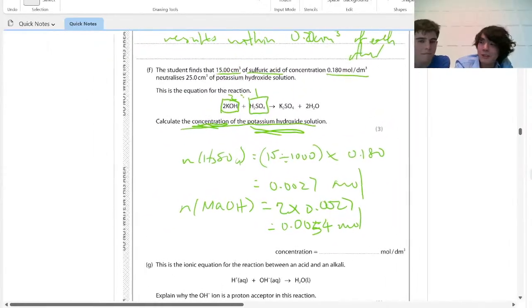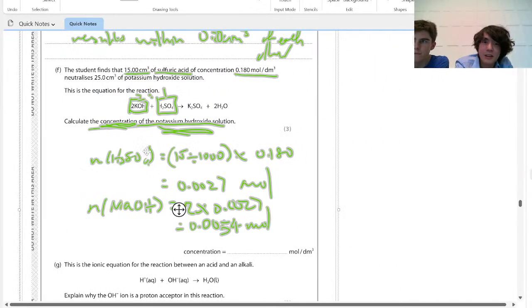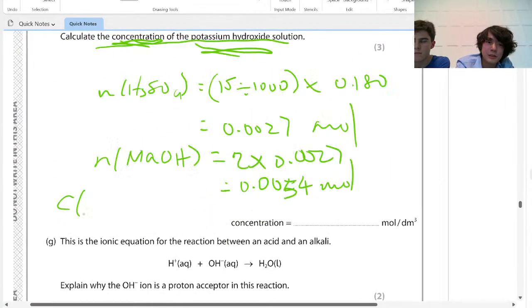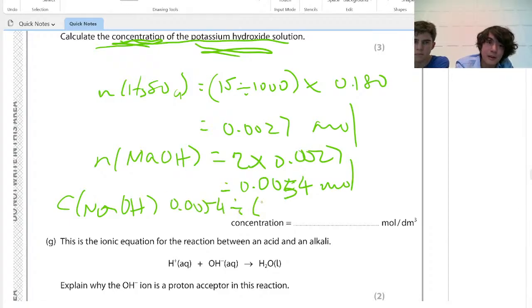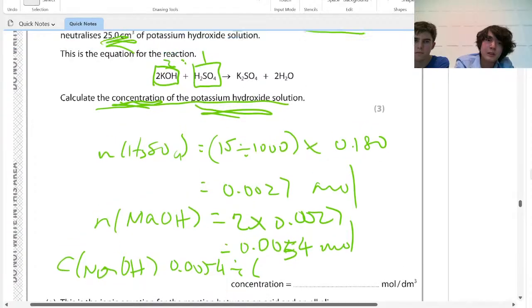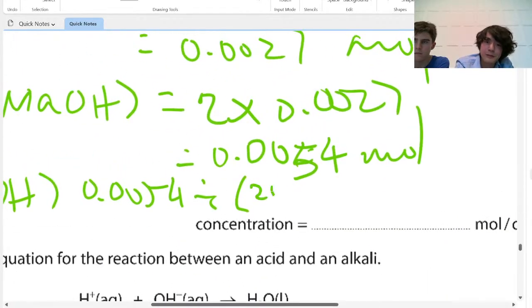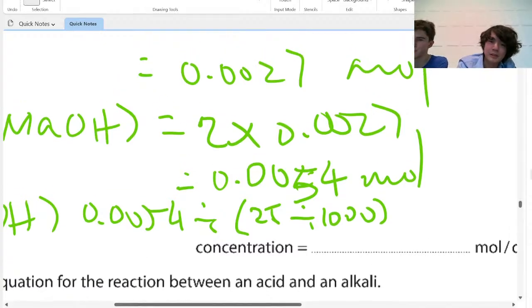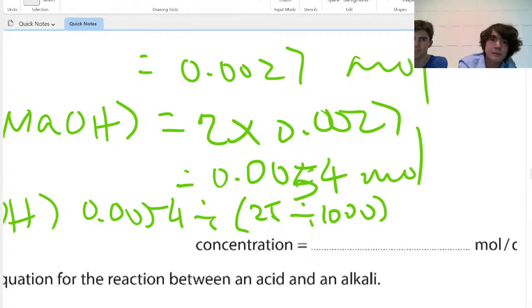And now, finally, we have the volume here. So the concentration of NaOH is just 0.0054 divided by 25 divided by 1,000, because you have to divide by 1,000 to get decimeters cubed. That's the thing where you might lose marks.